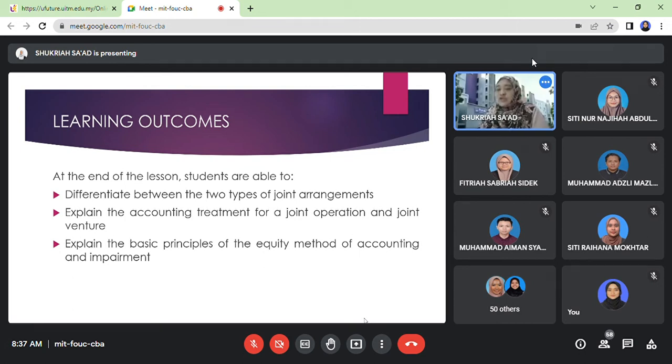which are joint operation, the short form is JO, and joint venture, which is JV. Okay, and then with regards to the accounting treatment, of course, if you still remember, previously we applied the acquisition method when we incorporated the intercompany transactions, by incorporating different types of group structure.